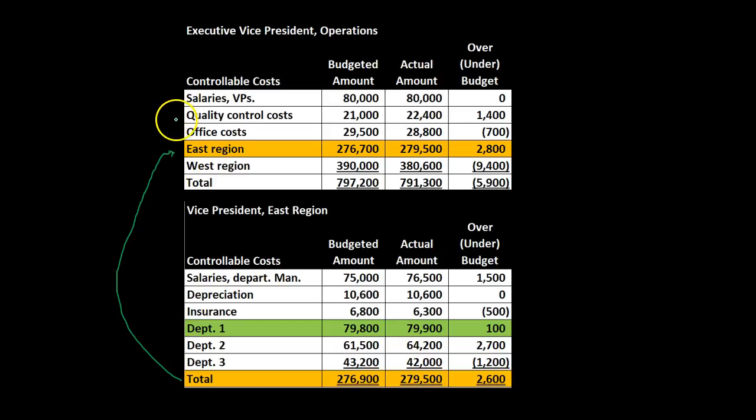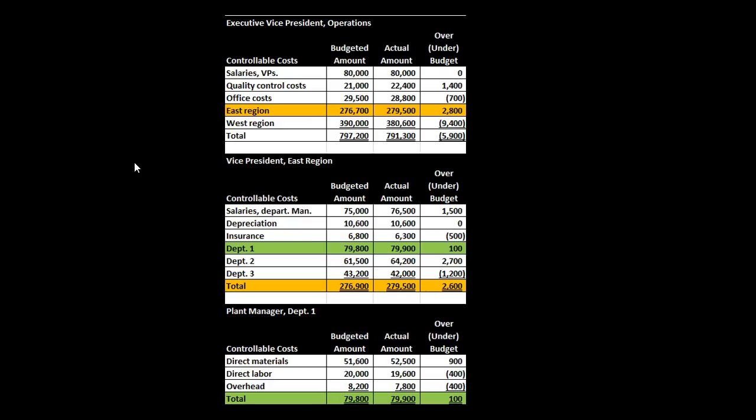The salaries and VPs and the quality control costs and the office costs are going to be included as controllable costs for the executive vice president of operations. So if you see it all in one, you can see this is from top to bottom or bottom to top. You might want to think about it either way. Again, it sometimes might be easier to think about it from the bottom level.